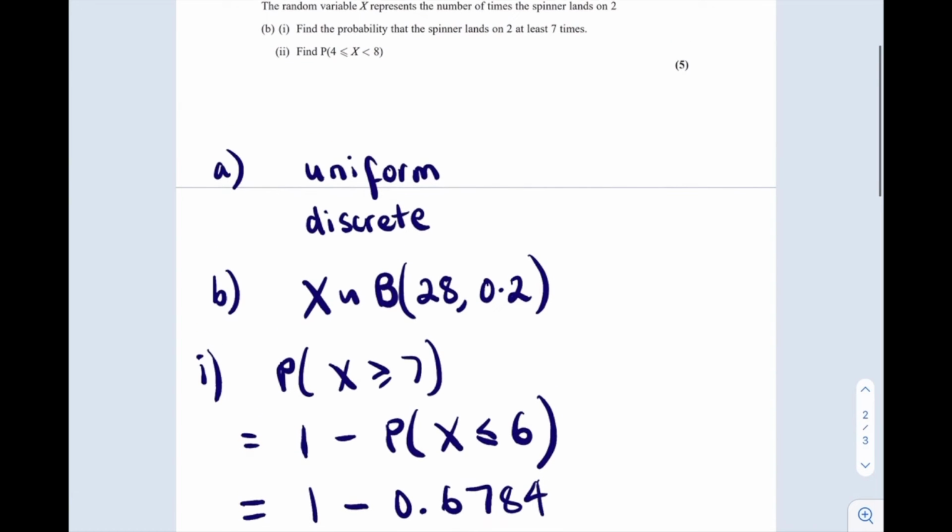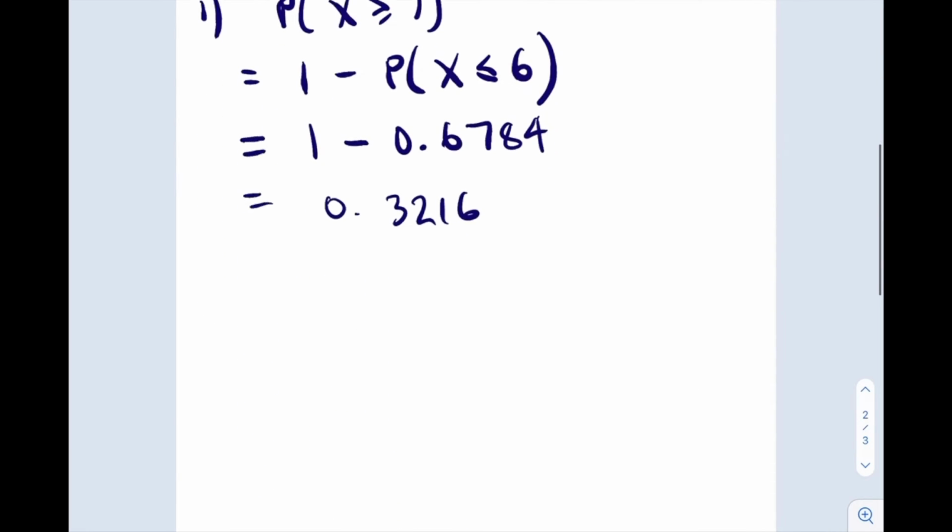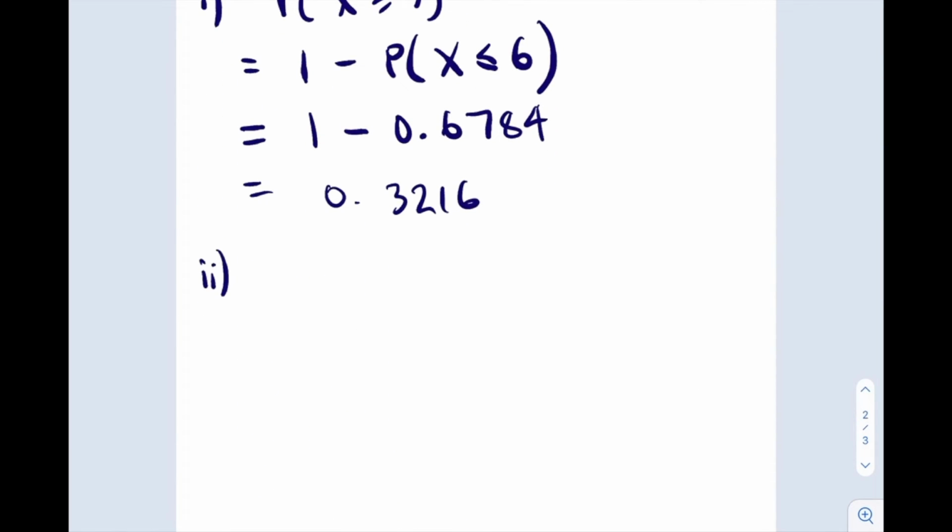And then in the second part of the question, we are asked to find the probability that the random variable x is between 4 and 8, and I'm not allowed to include 8. So I want to know the probability the random variable is either 4, 5, 6 or 7. Again we need to formulate this in terms of cumulative probabilities that we can use the calculator for. So the probability that my capital X value is between 4 and 8 is, now let's think about that, 4, 5, 6 and 7.